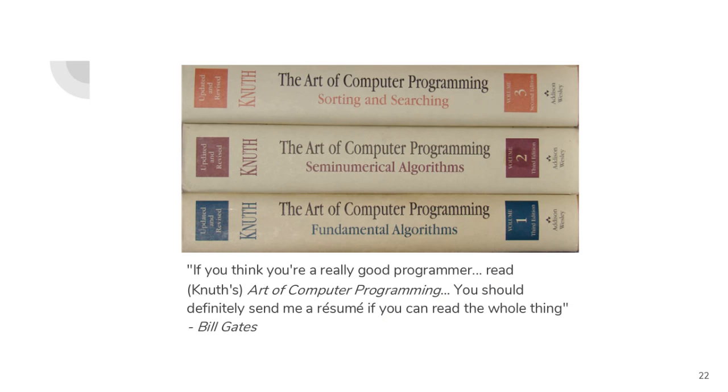For algorithms and data structures, there are a lot of reference books. This is one from Knuth, The Art of Computer Programming, and it consists of several volumes. I'm not sure how many there are here. There are the 3 main ones, but I think there are more. Those are really thick books, quite complicated. And there's a quote from Bill Gates: if you're a really good programmer, read The Art of Computer Programming, and send me your resume if you can read the whole thing. Because these algorithms are hard to understand.